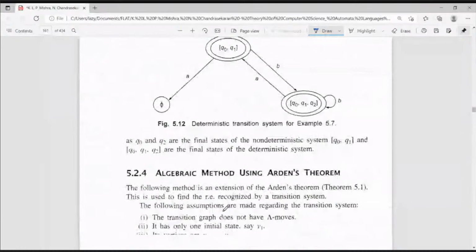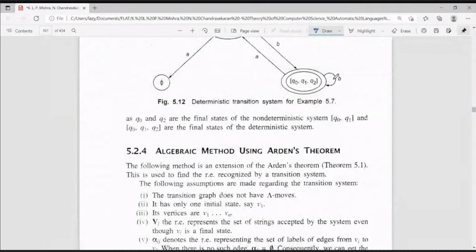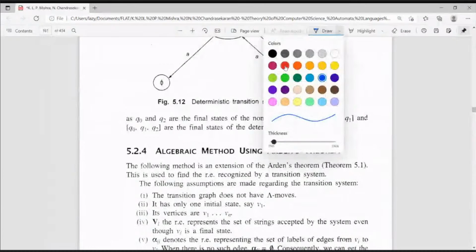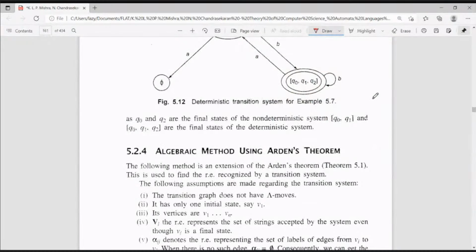Let's move a little bit ahead. In the previous class, we were discussing this concept.